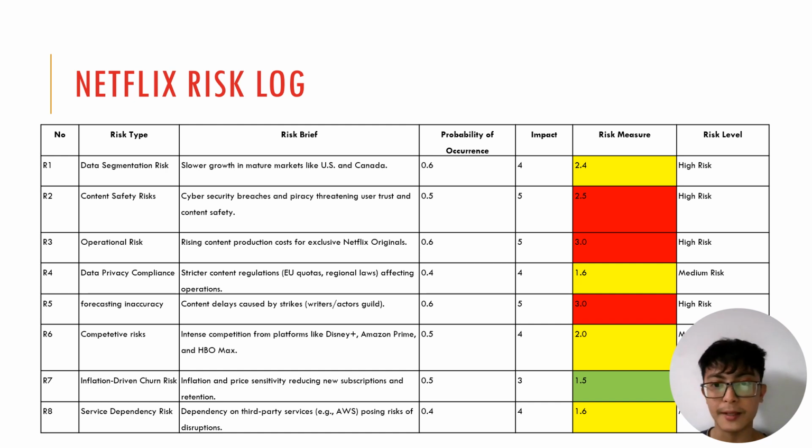Data privacy compliance has a risk measure of 1.6 in yellow color, which means it has medium risk. Forecasting inaccuracy, risk measure 3.0, red color, risk level high. Competitive risk has a risk measure of 2.0 in yellow color, medium risk. Inflation-driven churn risk, risk measure 1.5, which means the risk level is quite low. And service dependency risk, with a risk measure of 1.6 in yellow color, means the risk level is medium.